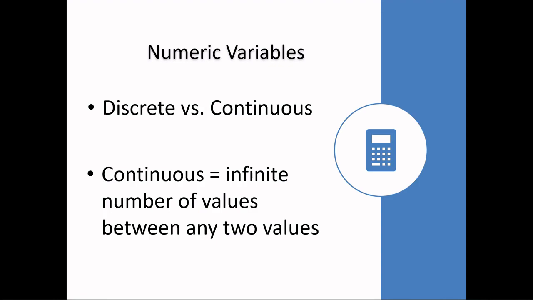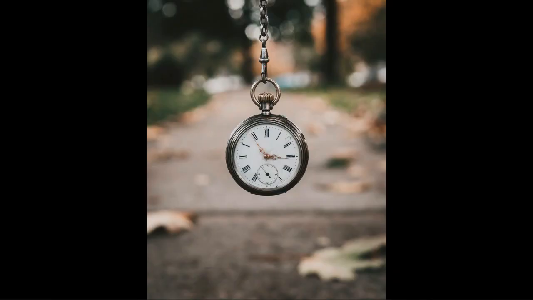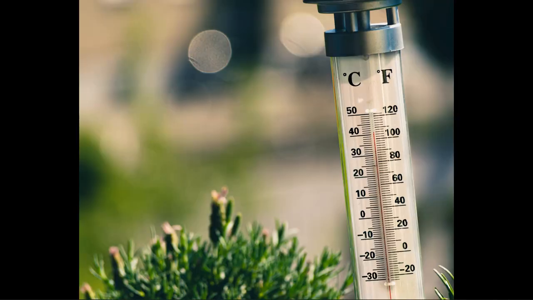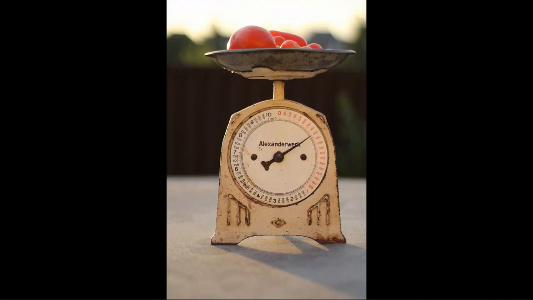Examples of continuous variables might be time. There are an infinite number of values in between each second. There are hundredths of a second, thousandths of a second, millionths of a second, and so on. It just depends on the quality of your timepiece, right? Temperature is another example of a continuous scale, and also weight would be an example of a continuous variable.